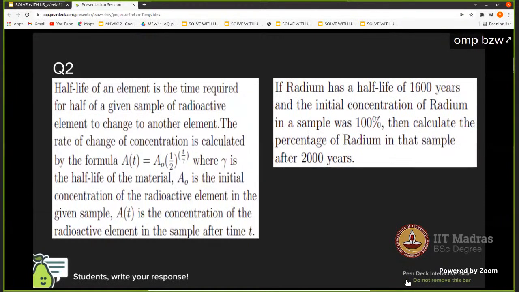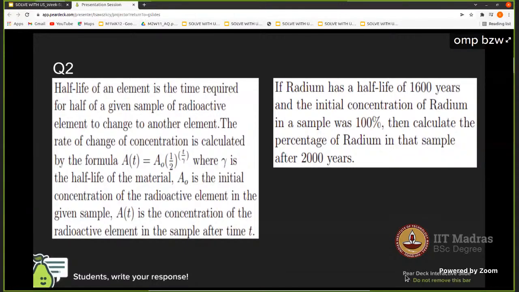What I want is, if radium has a half-life of 1600 years and the initial concentration of radium in a sample was 100%, then calculate the percentage of radium in that sample after 2000 years. So you know what is half-life in your formula, you know what is A0, you know what is t. You just have to find A(t) in percentages.